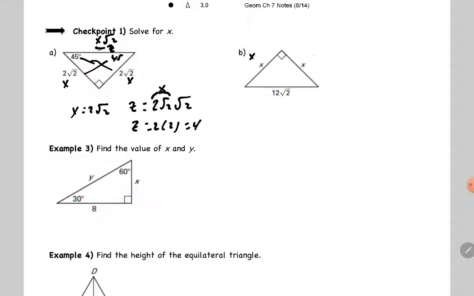If this is x, this is x, this is x root 2. So I'm following the pattern here. That means x equals 12.